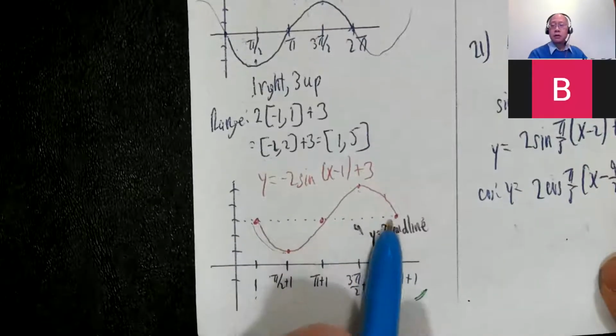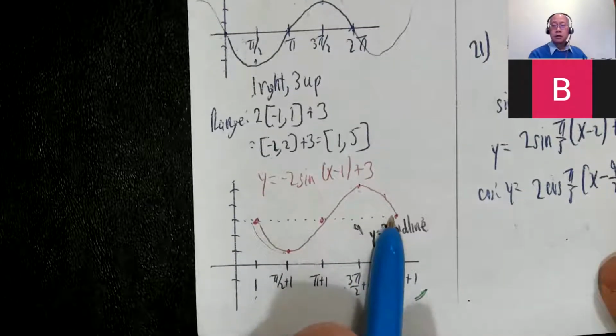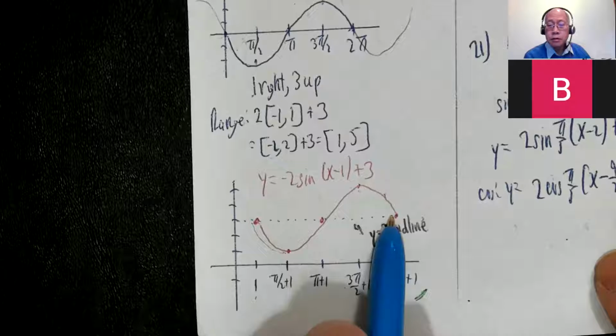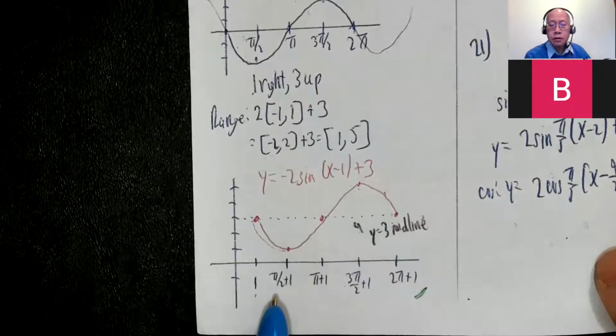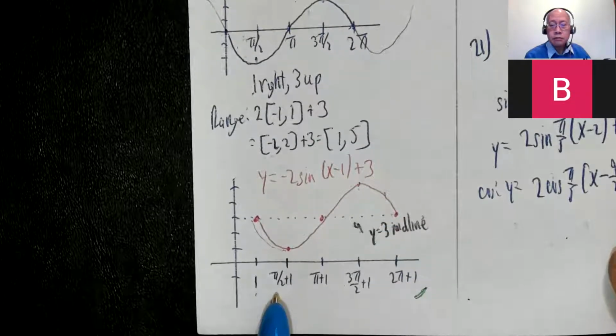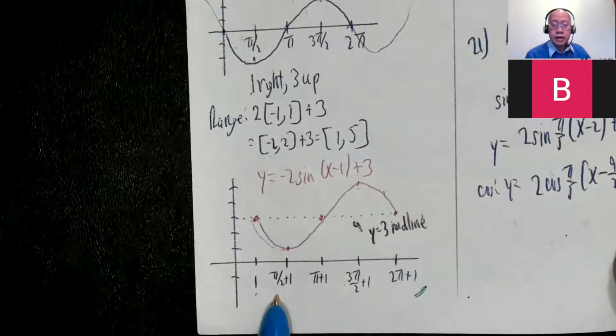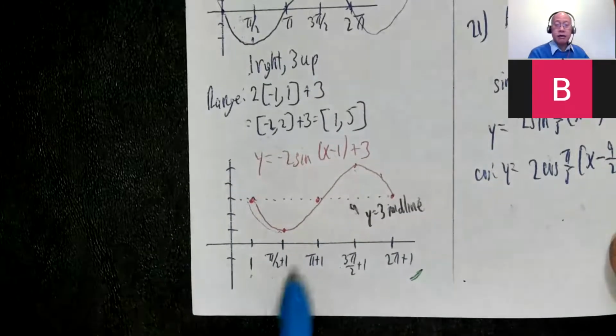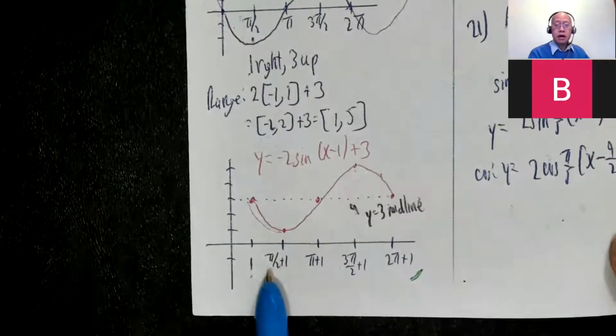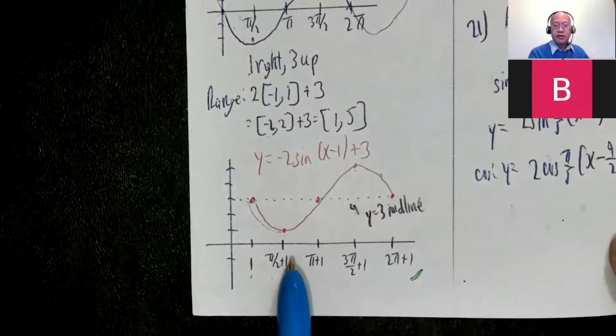Yes, question. On a test, would you accept pi over 2 plus 1 on the x-axis? Would you accept something like that, or would you rather us find the decimal? So on an exam or quiz or anything, yes, I want it exactly like this. Pi over 2 plus 1. Yeah, it's very clumsy.